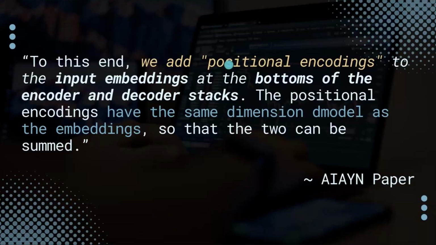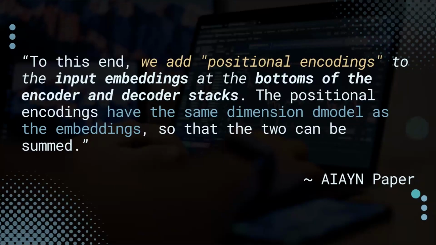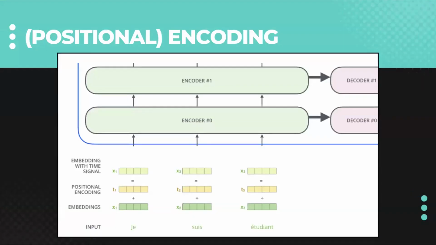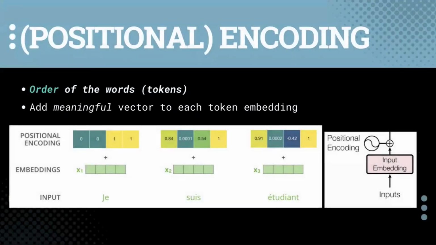To this end, we add positional encodings to the input embeddings at the bottoms of the encoder and decoder stacks. Okay. That's the stuff at the bottom of the stack here. So we're getting the input words, tokens, we're turning them into embeddings or vectors. Then we are doing some positional encoding. We can sort of visualize that like this. This is just all about the order of words. That's really all there is to it.